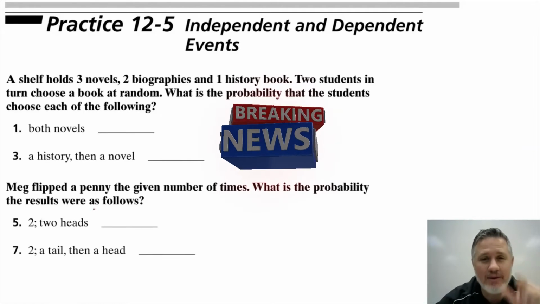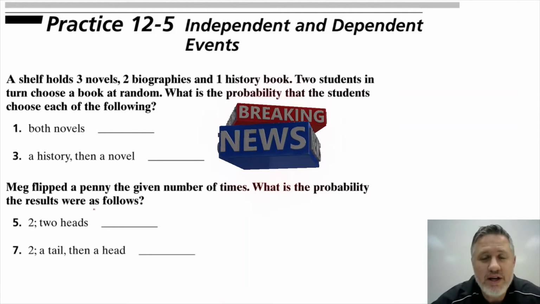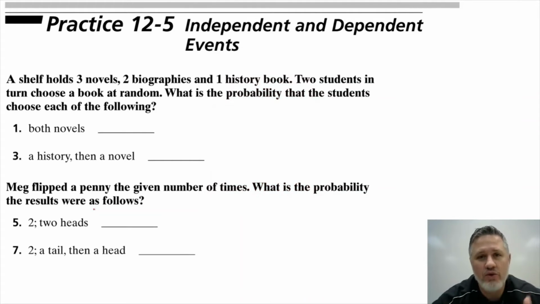Hey everybody, it's time to go over that challenging homework assignment that you had last night. And yes, it was challenging. It was on independent and dependent types of probability. So let's go over this, make sure we understand before we go into our lesson today. But you're going to have a greater understanding when it's all said and done, all right?